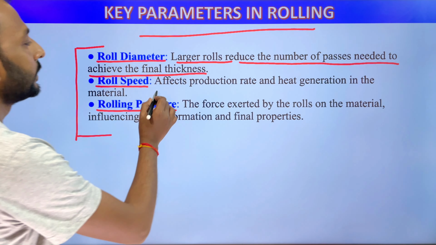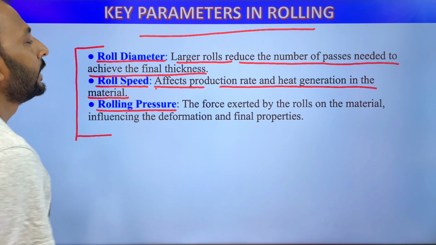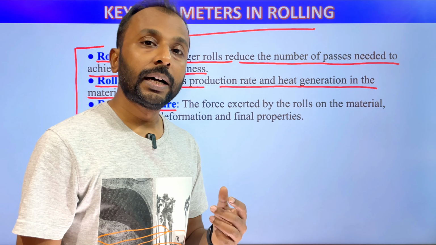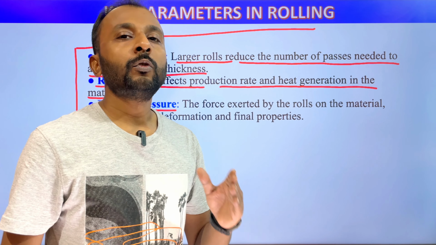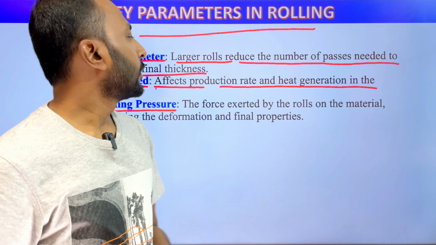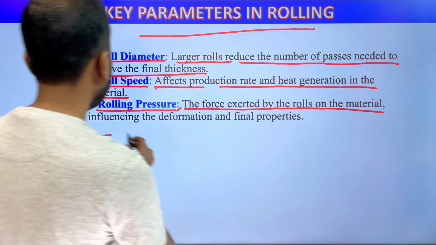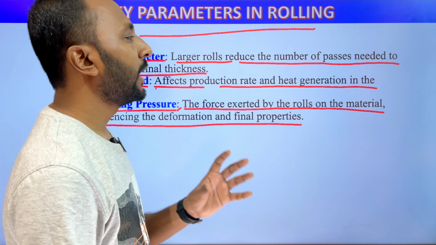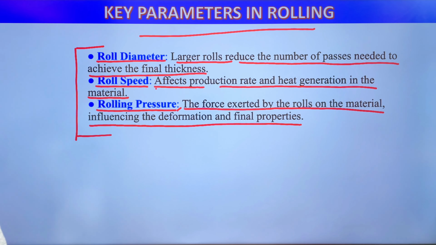Next is roll speed. Roll speed affects production rate and heat generation in the material. If the roll speed is more, then the production rate will be high, but the heating will be less on the raw material. Then we have to apply more force on the raw metal. Next is rolling pressure, the force exerted by the rolls on the material, influencing the deformation and final properties. The pressure is applied on the material by the rolling wheel. So these are the key parameters of the rolling process.